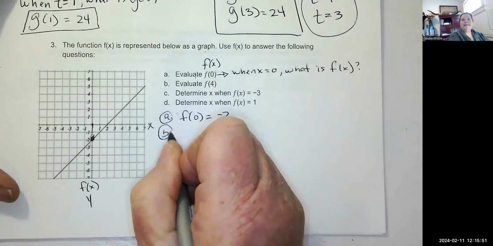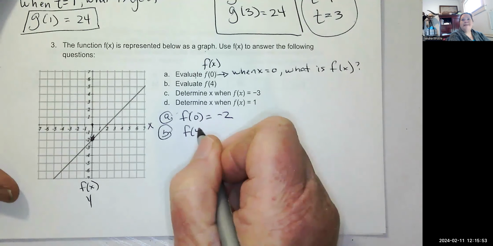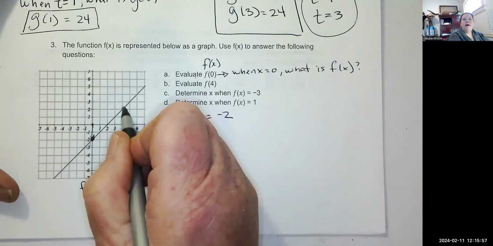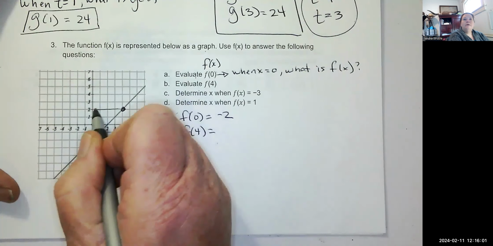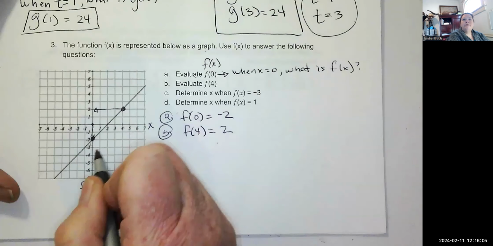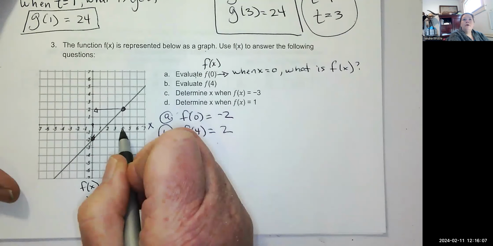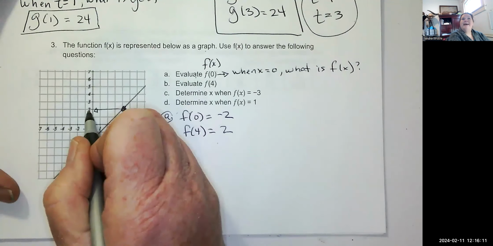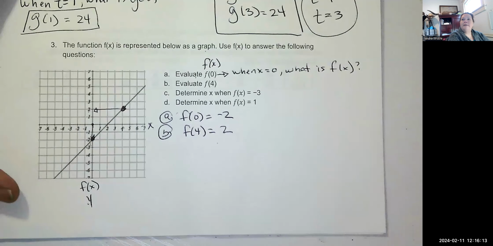The next one's asking us the same thing. When x is 4, find that on the graph. What is f of x? It's 2. Okay, when x is 4, here's x is 4, find it on the graph, and then see where it hits on the vertical axis, and that is your y, or your f of x.